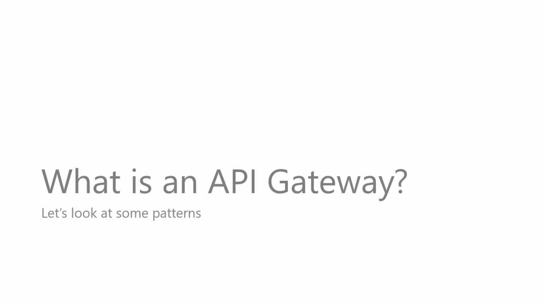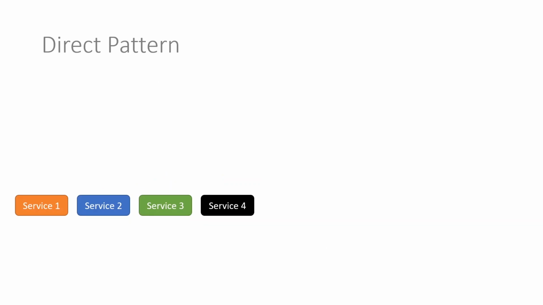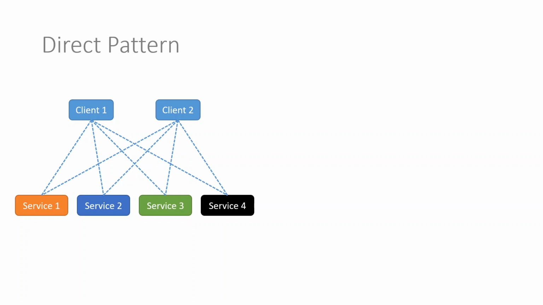Okay, so what is an API gateway? Let's look at two patterns, one of which is the API gateway, but to put it in context, let's look at the direct pattern. So this is not the API gateway pattern. You can see we have 4 services, 4 APIs, all providing some kind of business logic to anybody that wants to consume it. In the direct pattern, the client just reaches out directly to those services individually and makes requests for whatever functionality they provide, likewise with client 2.